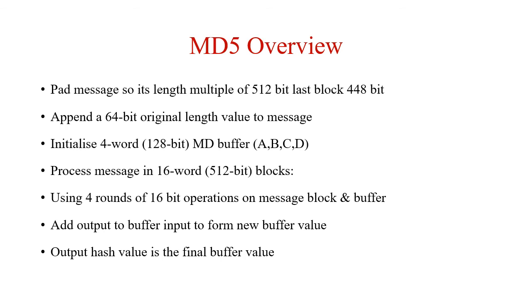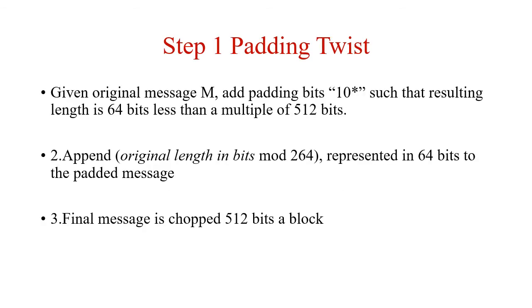Then the message is processed by using 4 rounds of 16-step operations on the message block and the buffers. Then we have to add the output to the buffer input to form a new buffer value. That means those buffer values, or these 4 words of the MD buffer, are updated in each round, and the output hash value is the final buffer value. So let us understand it step by step.